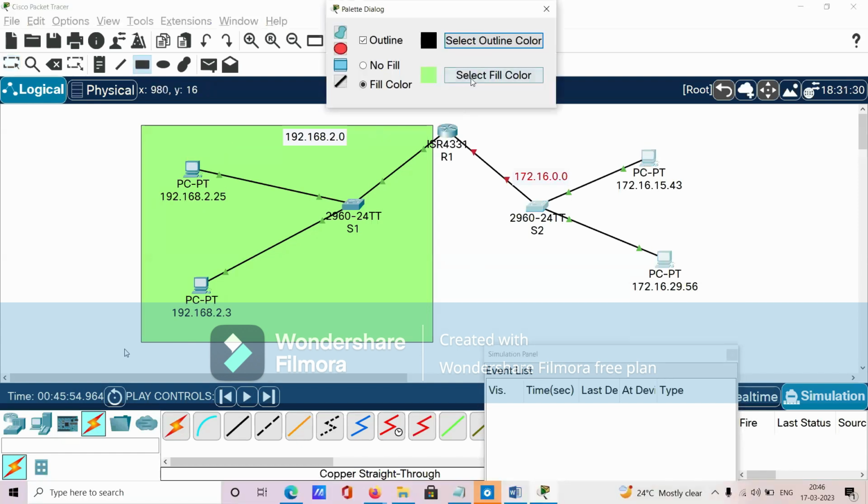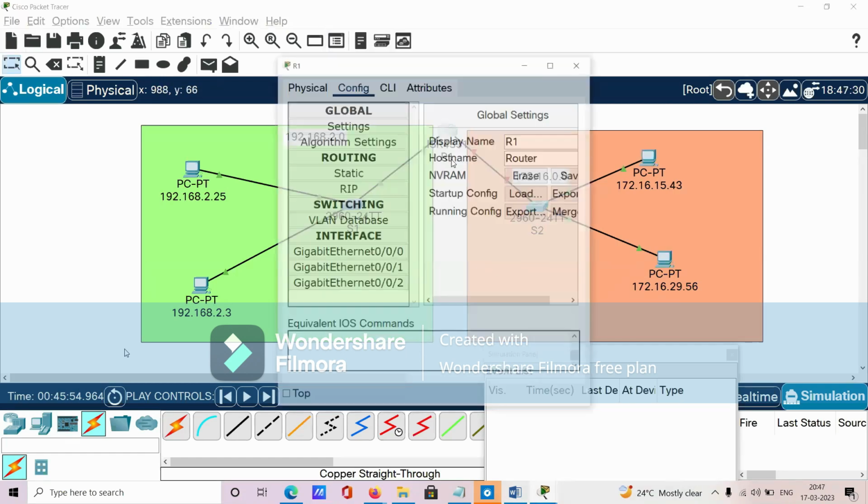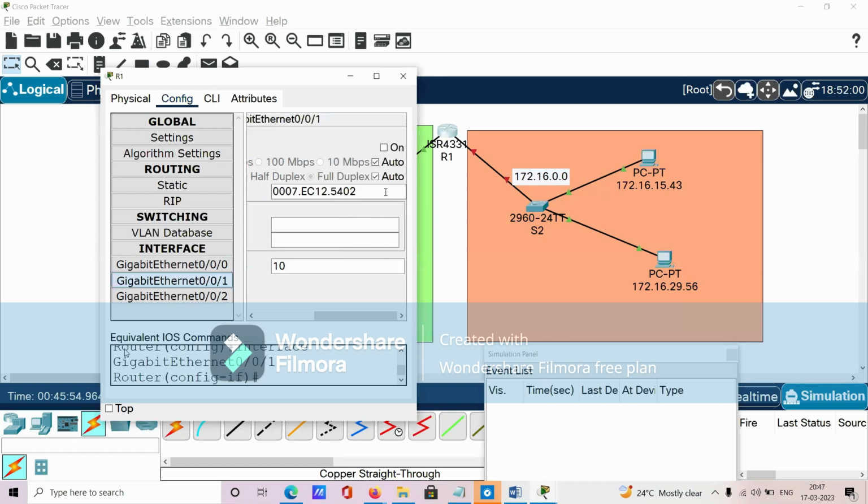Let me color it first. Since it belongs to a different network, that's the reason I am coloring it with a different color. So green is the one that belongs to the 2.0 network, and orange is the one that belongs to the 172.16.0.0 network. Fine. Now we have assigned the IP address to the interface of R1, and here we have assigned the IP address.